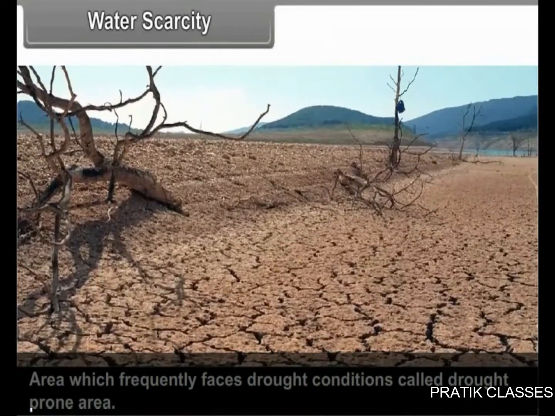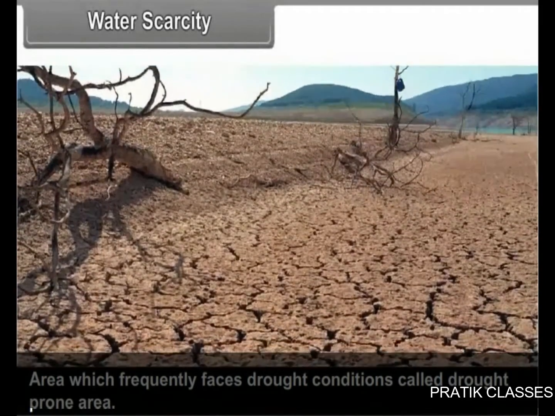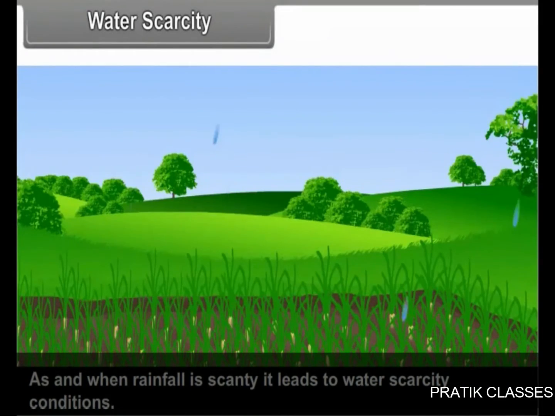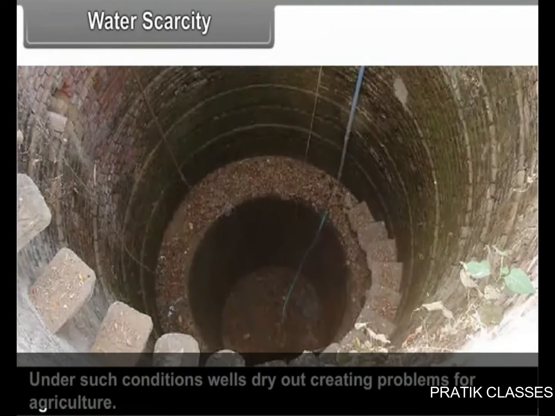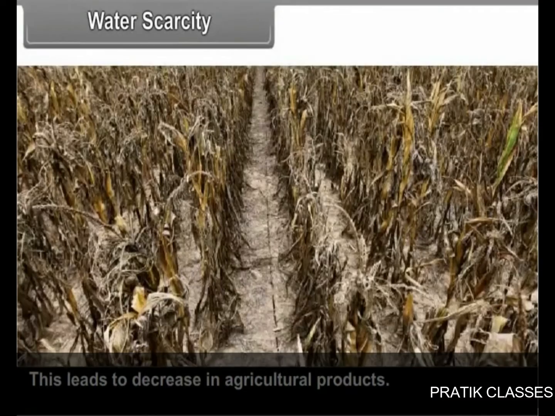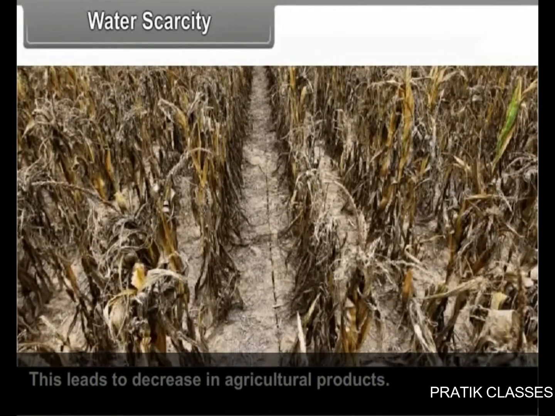Area which frequently faces drought conditions is called drought-prone area. As and when rainfall is scanty, it leads to water scarcity conditions. Under such conditions, wells dry out, creating problems for agriculture. This leads to a decrease in agricultural products.